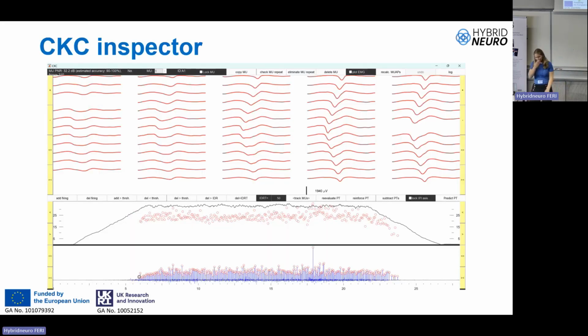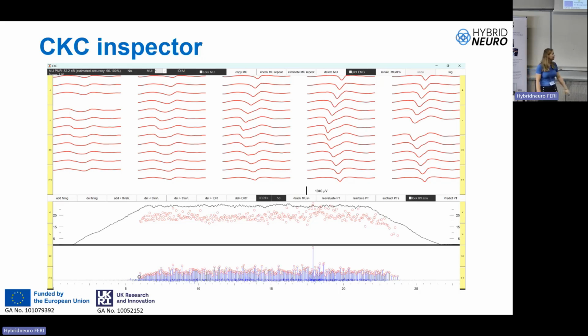If we take a look at the CKC inspector, we can see that at the top, we have the pulse to noise ratio, and we can select motor units that were decomposed with this algorithm. In the upper panel, we have motor unit action potentials that were identified in channels. In the middle panel, we have instantaneous firing rate, and that gray line represents force.